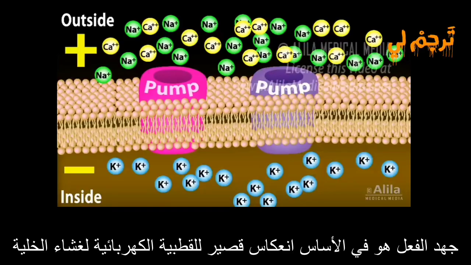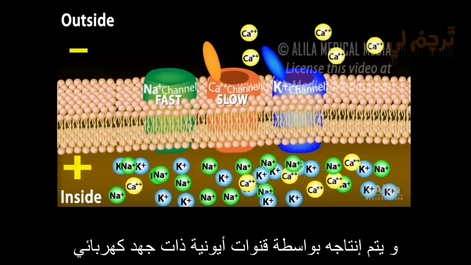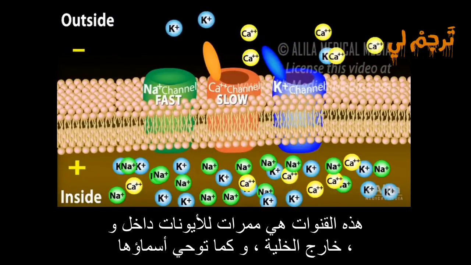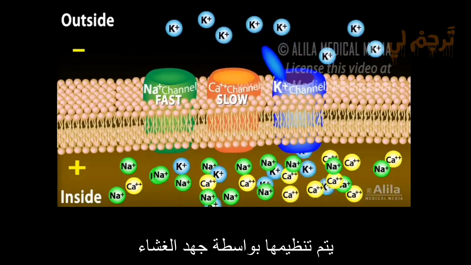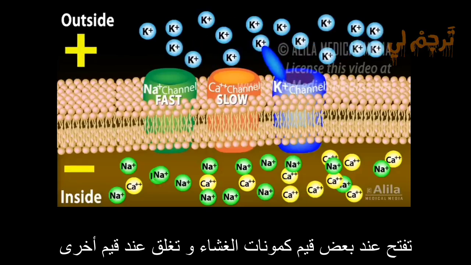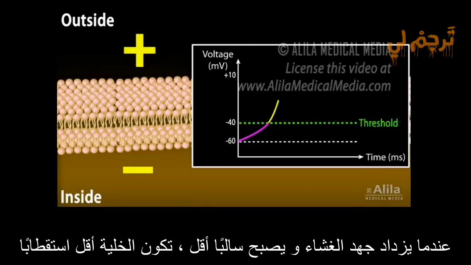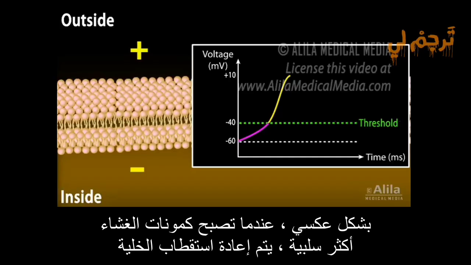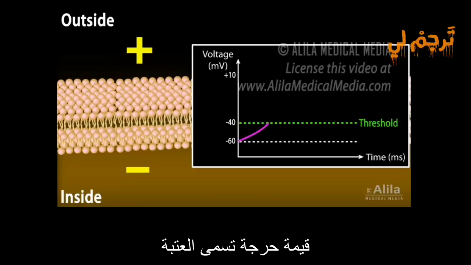An action potential is essentially a brief reversal of electric polarity of the cell membrane and is produced by voltage-gated ion channels. These channels are passageways for ions in and out of the cell, and as their names suggest, are regulated by membrane voltage. They open at some values of membrane potential and close at others. When membrane voltage increases and becomes less negative, the cell is less polarized and is said to be depolarized. Reversely, when membrane potential becomes more negative, the cell is repolarized. For an action potential to be generated, the membrane voltage must depolarize to a critical value called the threshold.